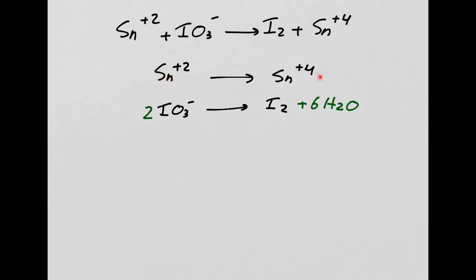No hydrogen, we're okay. How about over here? No hydrogen, how many hydrogen? I have 12 hydrogen on this side. So I'm going to add 12 H+ to the side that has no hydrogen to balance it out. So we balance the oxygen by adding water, hydrogen by adding H+.